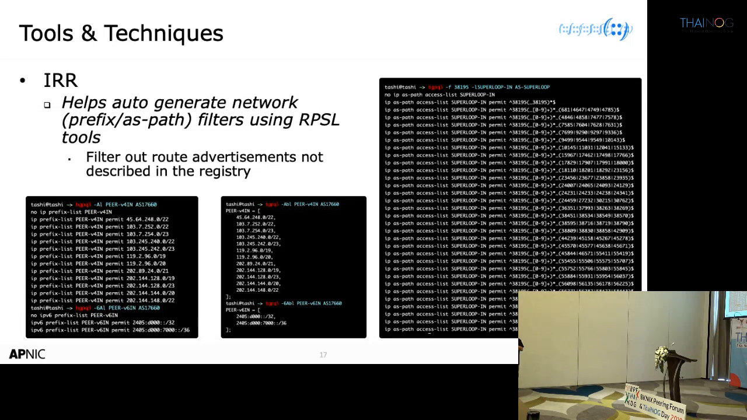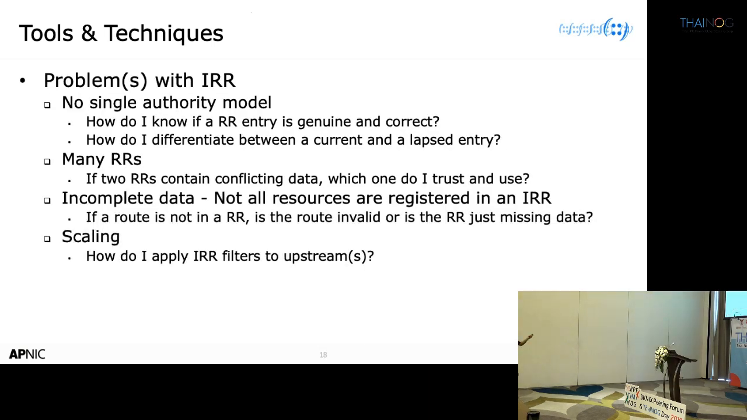So with that logic, what if I have not created any entry in any routing registry database? Are you going to not accept anything from me? So that's the problem with routing registries. First thing, there is no authority model. There are just so many routing registries out there. How do I know? The most common routing registries are RADB, right? And the oldest.